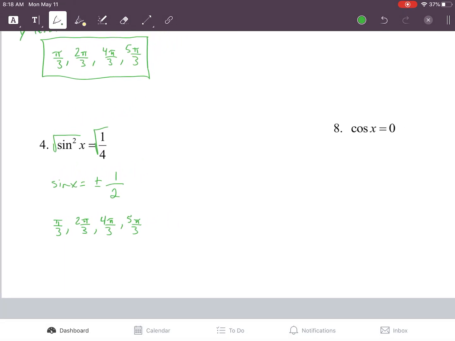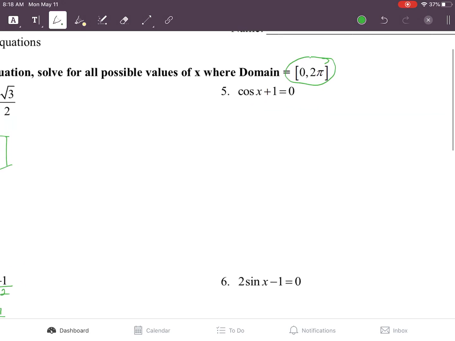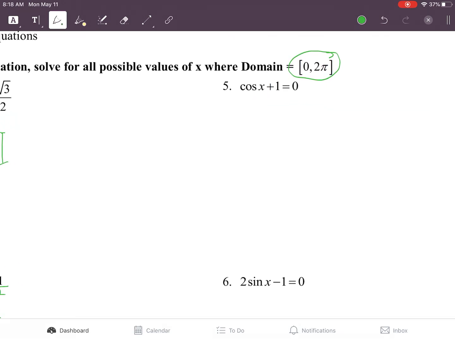Let's go up to 5. To get cosine by itself, you've got to subtract 1 from both sides. So cosine of x is equal to -1. Now we're looking for all the instances where the x term is -1. There's only one time on the unit circle where the x value is -1, and that is at pi. Now we're done.